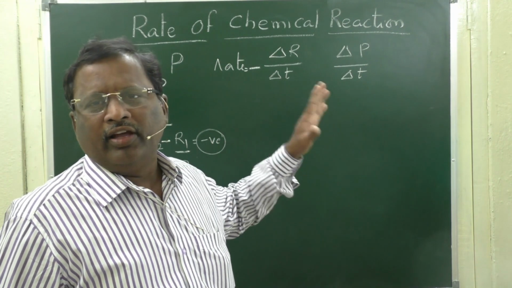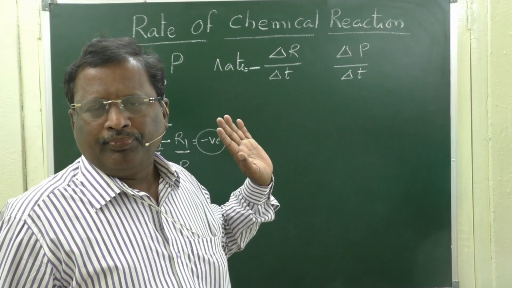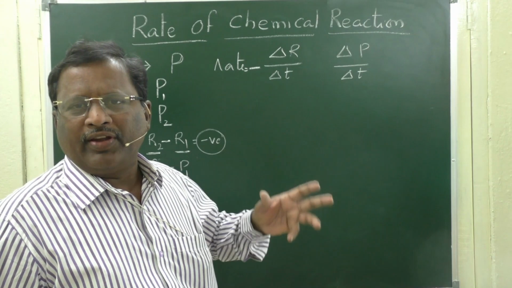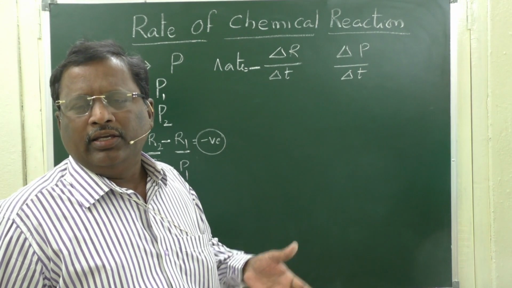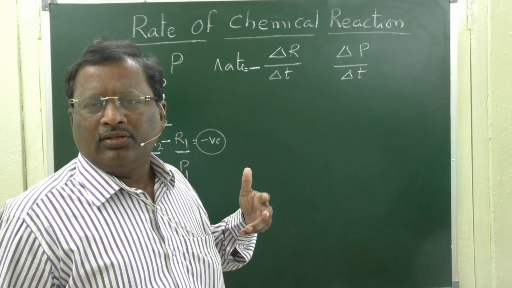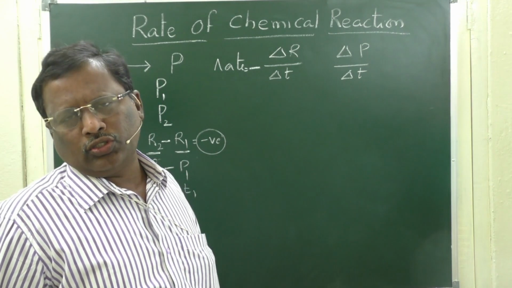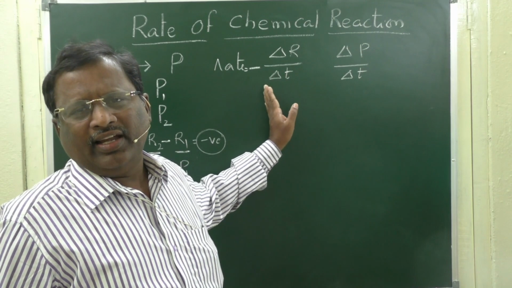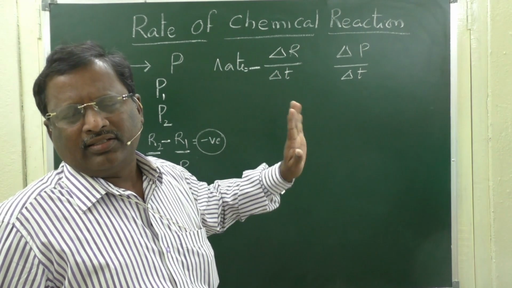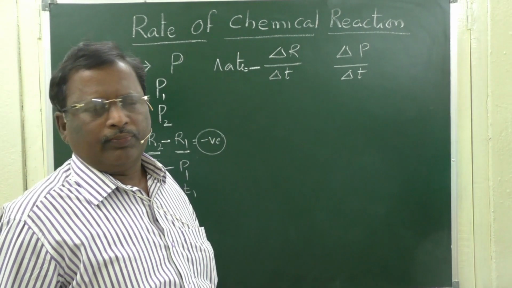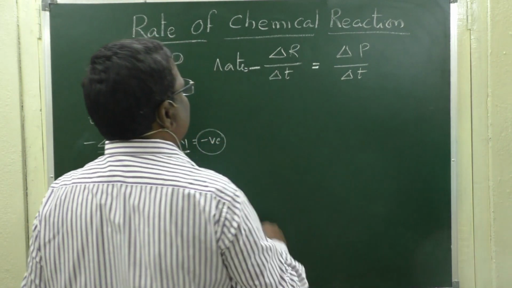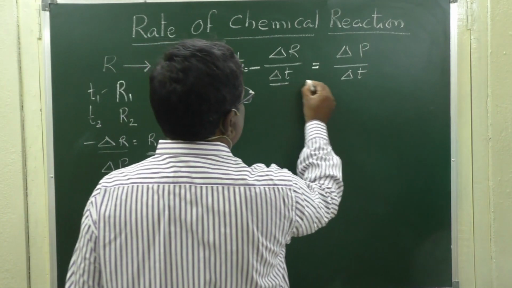So delta R value will become negative. To avoid that, if you simply write delta R by delta T, you will get rate as a negative value. So to make rate a positive value, we will keep a minus sign while expressing the rate in terms of reactants, but rate is always positive. So rate is this.